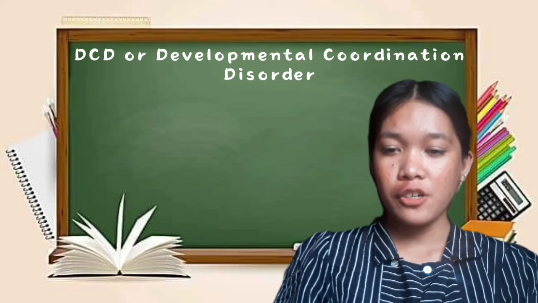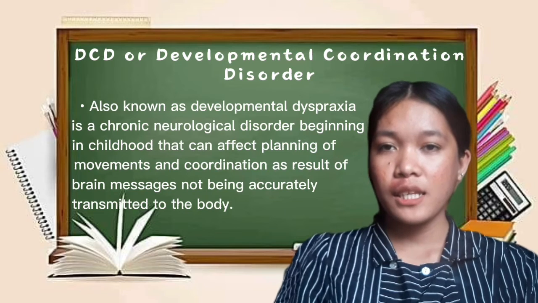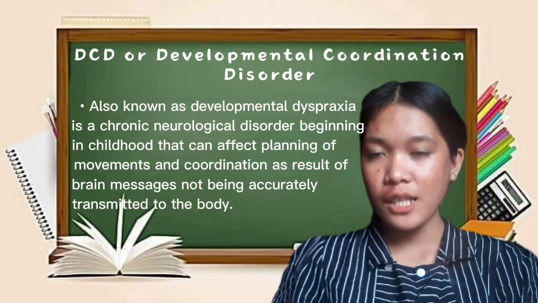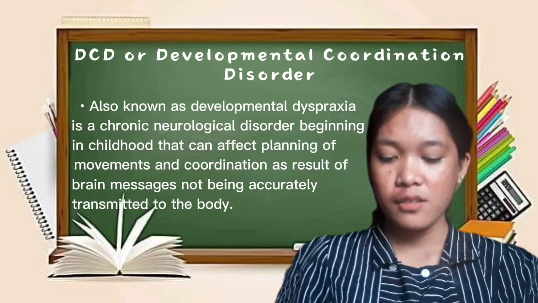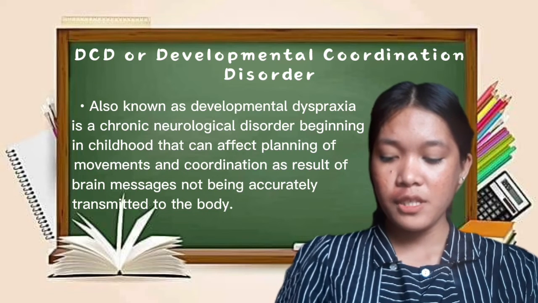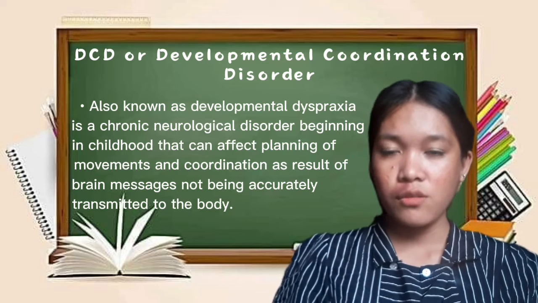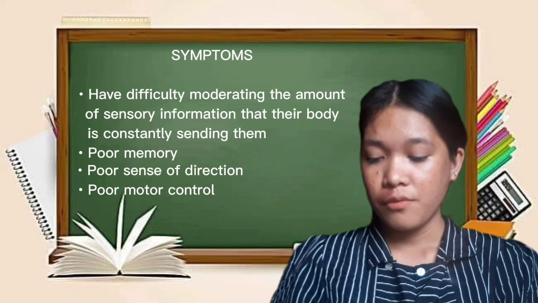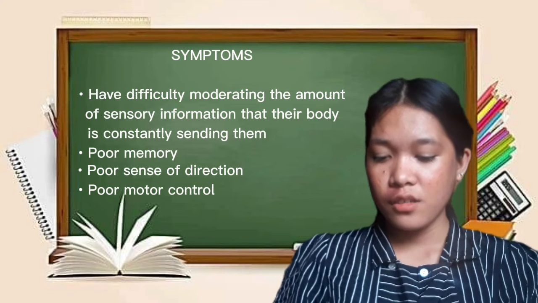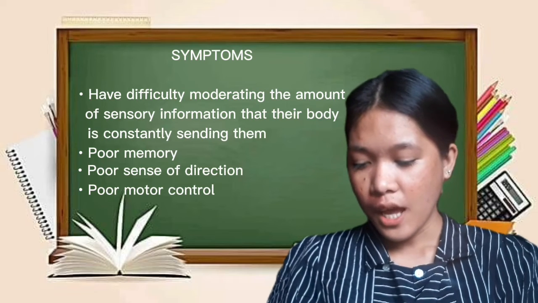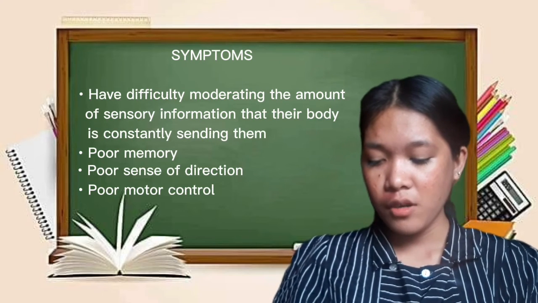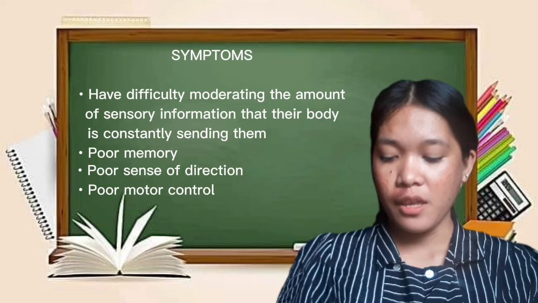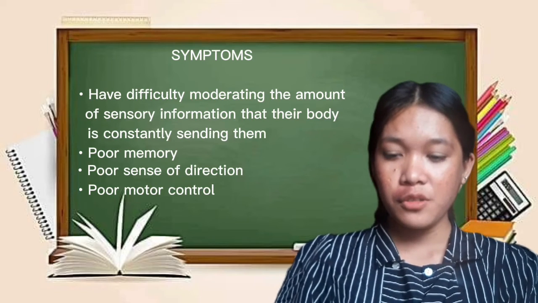Developmental Coordination Disorder, also known as developmental dyspraxia, is a chronic neurological disorder beginning in childhood that can affect planning of movements and coordination as a result of brain messages not being accurately transmitted to the body. We have 5 symptoms for developmental coordination disorder. Difficulty moderating the amount of sensory information that their body is constantly sending them. Poor memory, poor sense of direction, poor motor control.